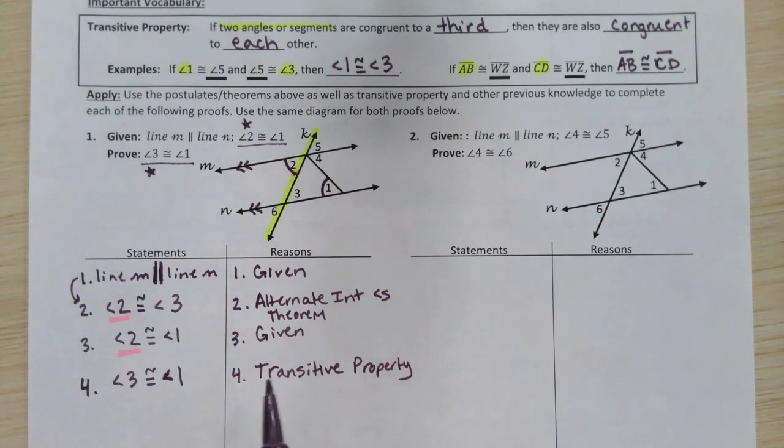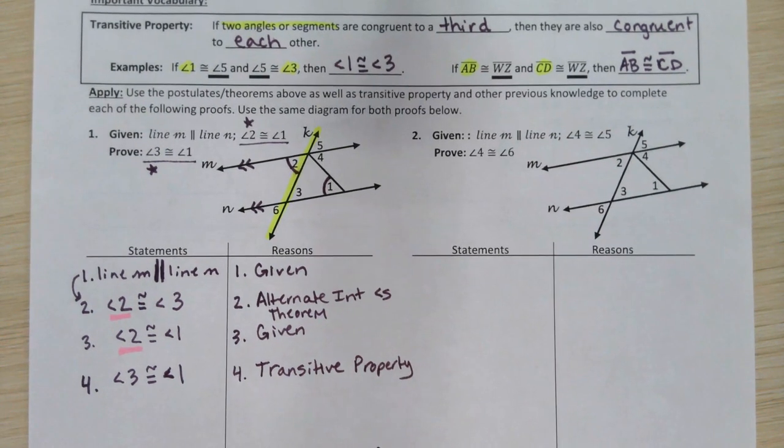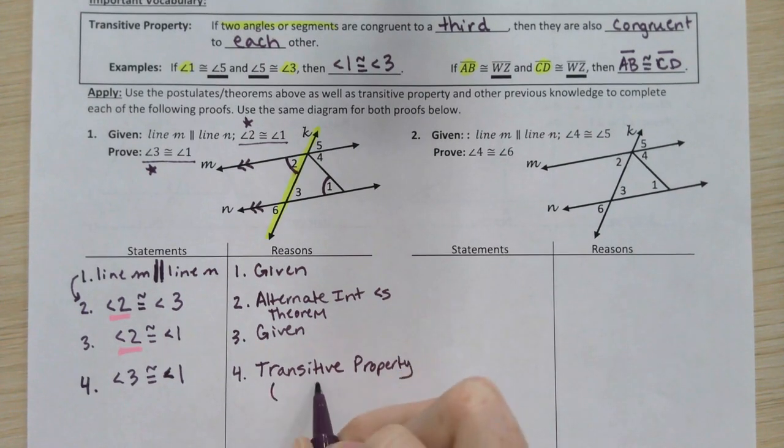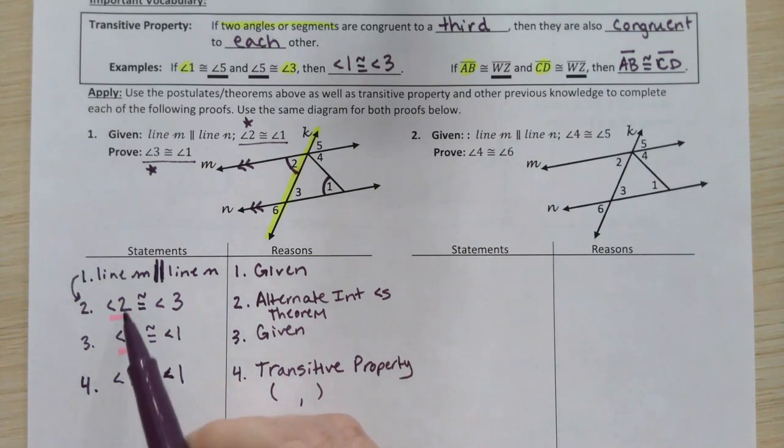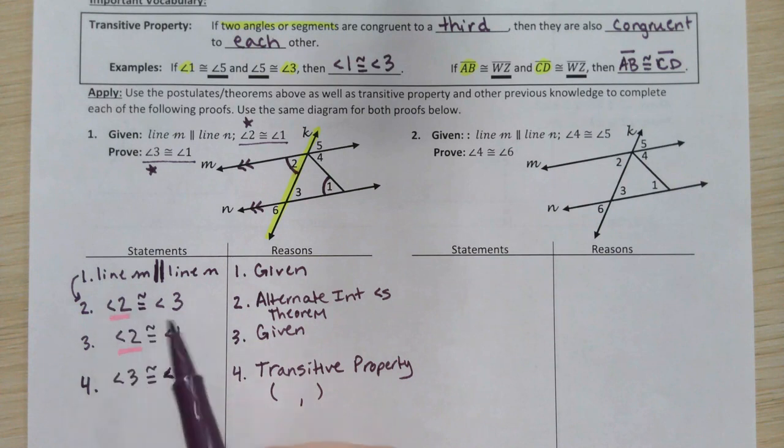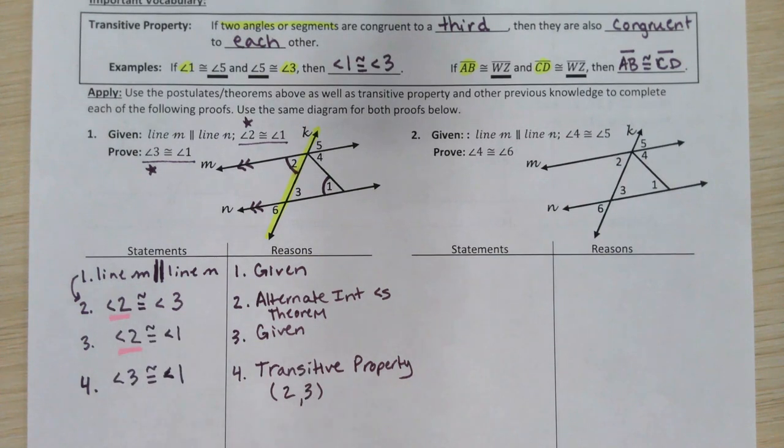Now, that is all that's required to finish out this proof, but I will often write a little parentheses after the transitive property to explain which two statements I combine together. That just helps me to make sure I actually had enough information to use the transitive property, because sometimes your brain will try to play tricks on you and get you to use it before you're ready for it.